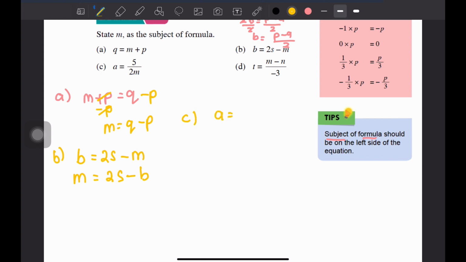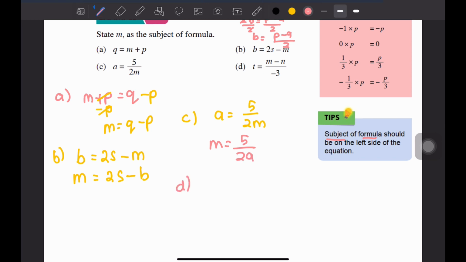A is equals to 5 over 2M. Sekarang saya nak M jadi kita punya subjek. So subjek masih berada di sebelah kiri. Ini bahagi kan? So M ni di bawah pindah ke sebelah jadi naik ke atas. So atas pindah ke sebelah dia akan jadi turun ke bawah. Yang macam bahagi jadi darab, darab jadi bahagi. So M is equals to 5 over 2A.